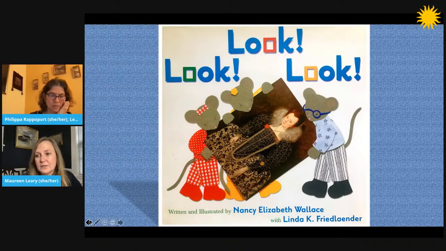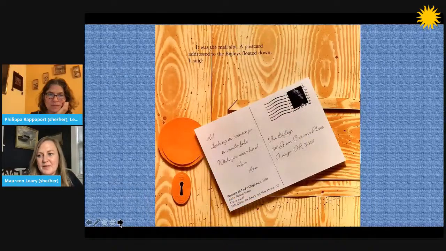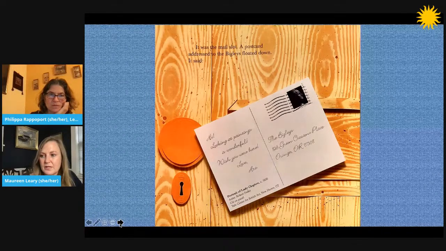So the title of this book is Look, Look, Look by Nancy Elizabeth Wallace and Linda K. Friedlander. And in this story, 3 mice find a postcard that's delivered to the house where they live. They're really curious about it, so they take it and they have a close look at it. And one of the opening pages of the book gave me the opportunity to, again, review the components of a postcard. We have a stamp. We have an address where the postcard is going. We have a little bit of information about what we find on the front of the postcard. And of course, we have a message to the people the postcard is being sent to.